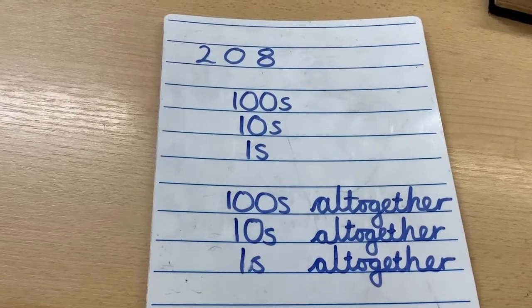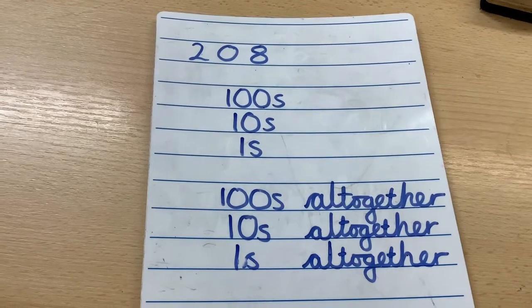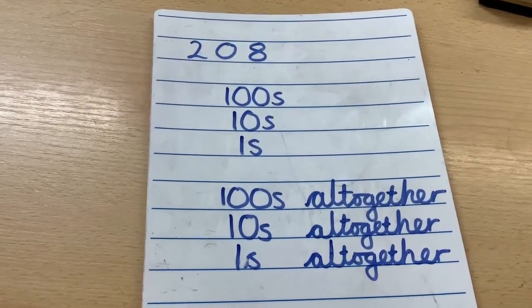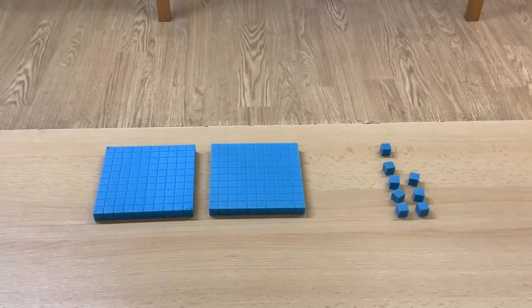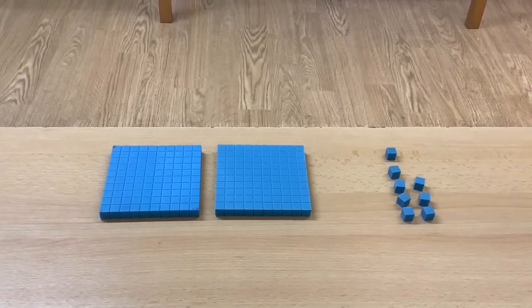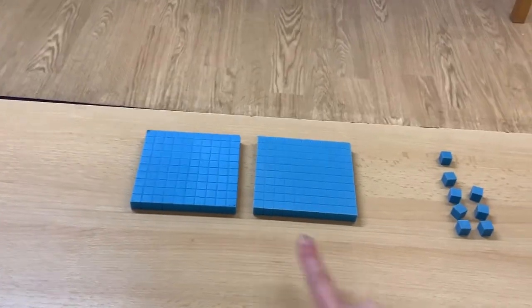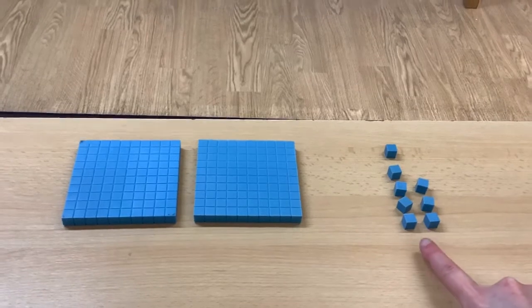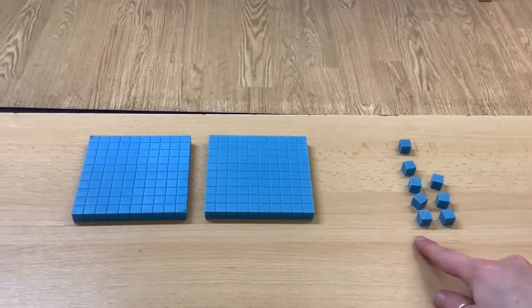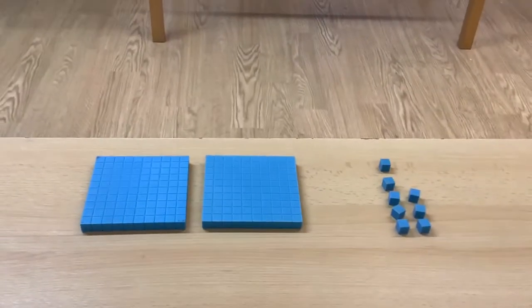Next, we're going to look at the number 208. I'm going to make it out of the base 10 using the hundreds, tens and ones, and then we'll have a look at the altogether. As you can see, I have made the number 208 out of the base 10. I've got 2 hundreds, 0 tens and 8 ones. Once again, notice that I've done 5 and 3. 5 and 3 makes 8.